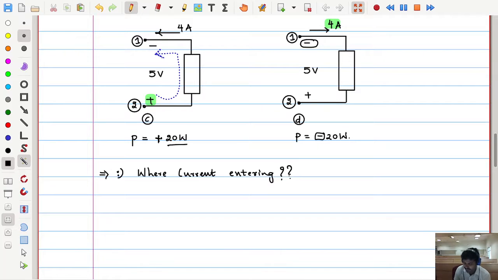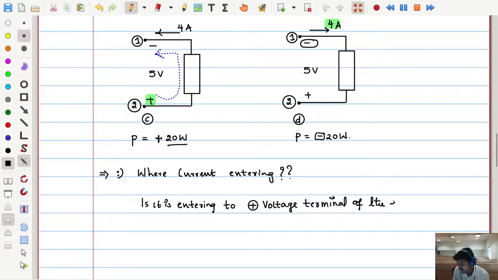So you make this question. Now you may have two options: is the current entering the positive voltage terminal of the element? If so, the power is positive.